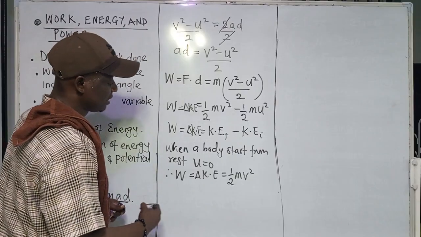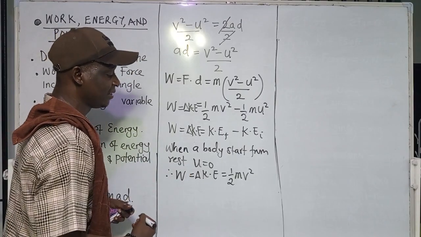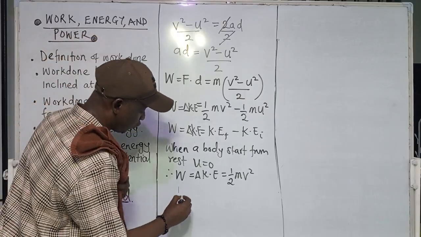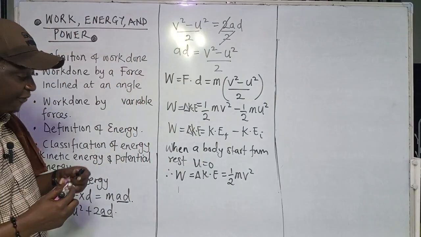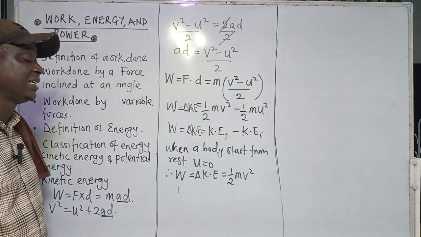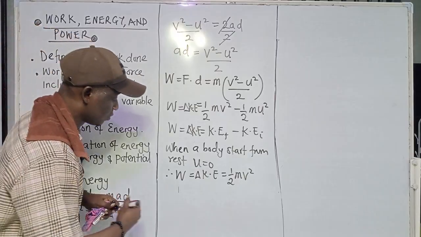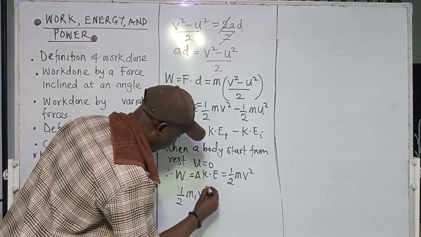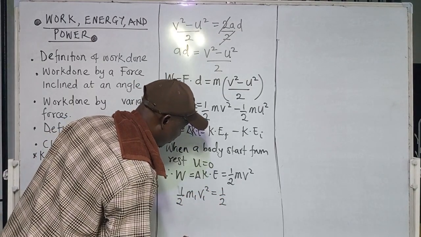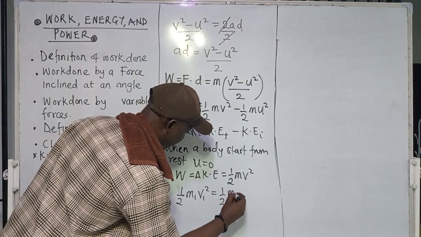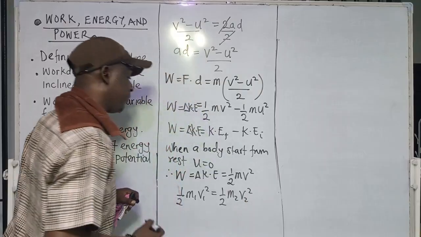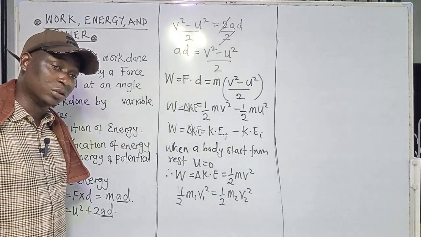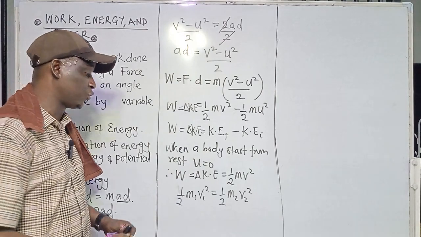Now listen up. What about if you have different objects with different masses and different velocities? We have two objects with two different masses and two velocities. If their kinetic energy is the same, we have half m1 v1 squared equal to half m2 v2 squared. That means two bodies with the same kinetic energy but varying mass and velocity.